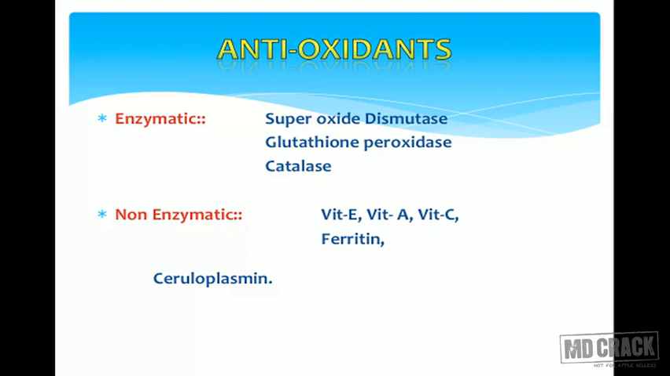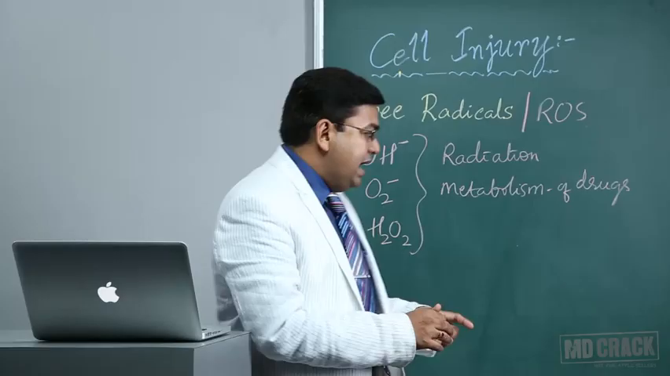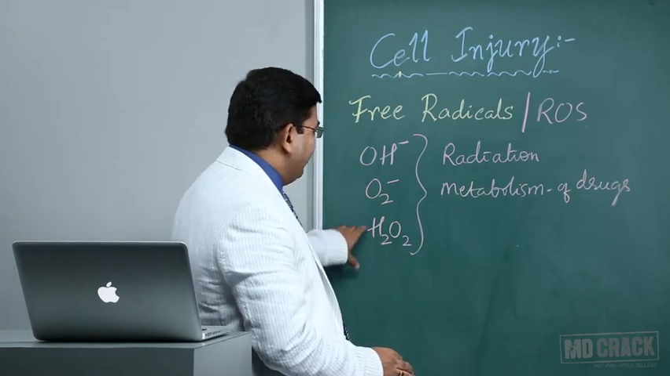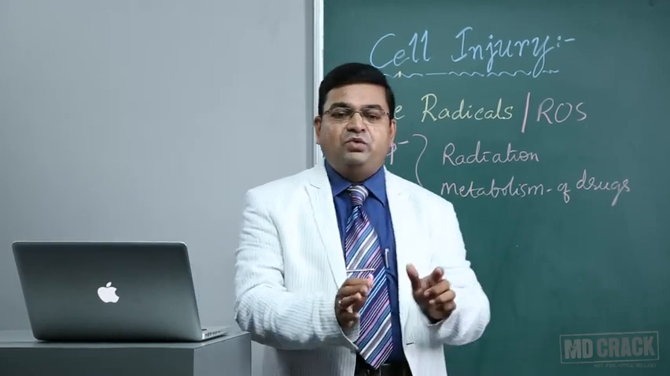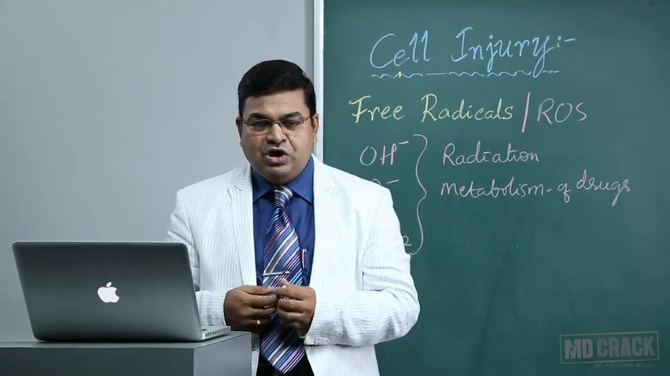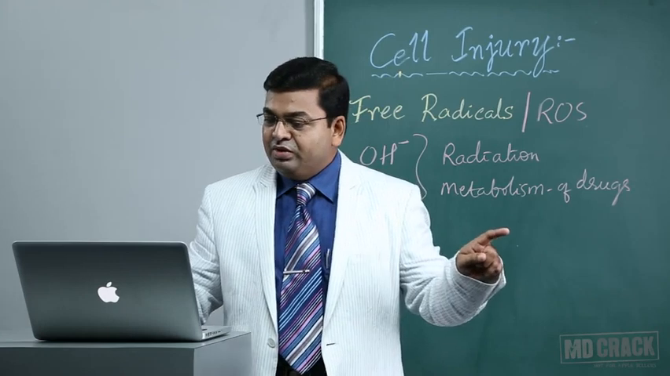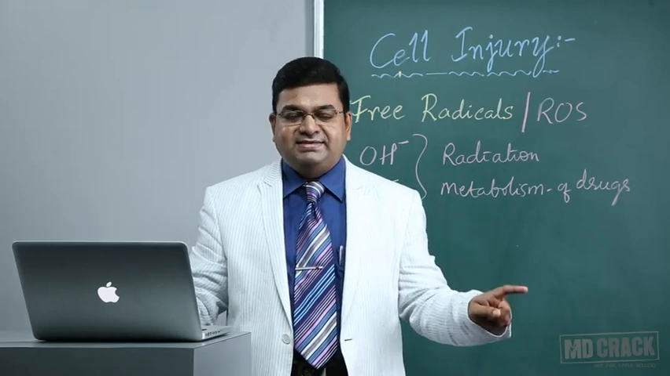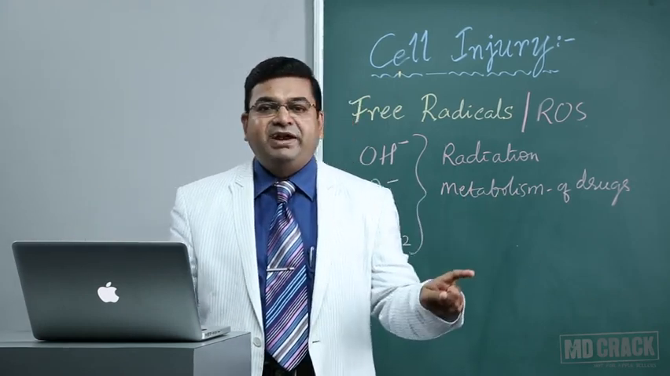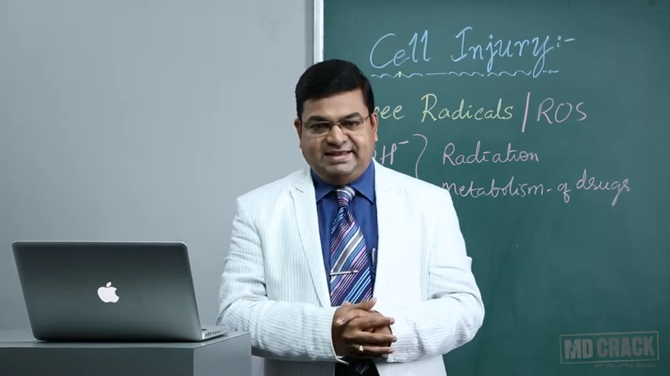And the metal-containing proteins like ferritin and ceruloplasmin, which bind transition metals, are also antioxidative mechanisms. Ferritin contains iron and ceruloplasmin contains copper. So a perfect balance will be maintained between the production of these free radicals and the antioxidant mechanisms. With the help of these antioxidants, the body will neutralize these free radicals and try to prevent more and more damage to the cells.